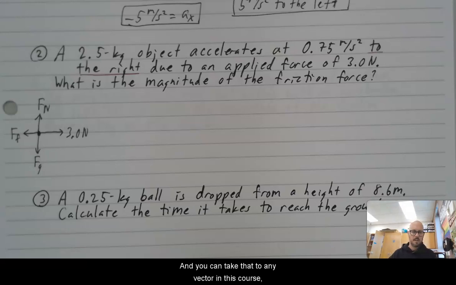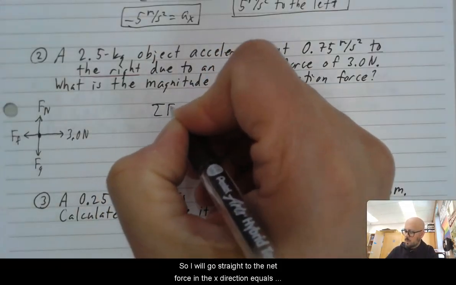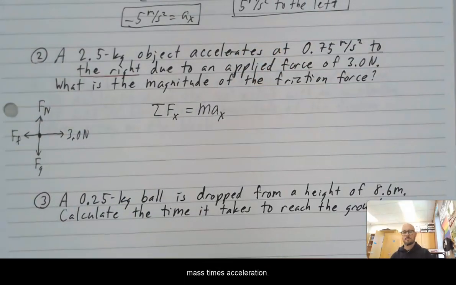And you can take that to any vector in this course. If it says that it points to the right, it cannot be pointing in any other direction, so we can now ignore the vertical component of net force. So I will go straight to the net force in the x direction equals mass times acceleration.